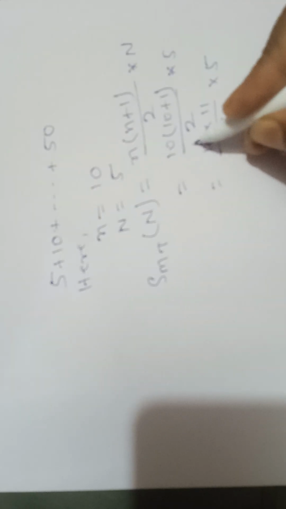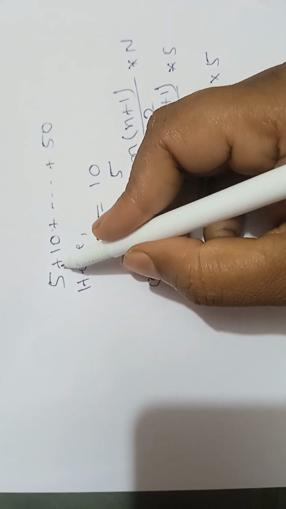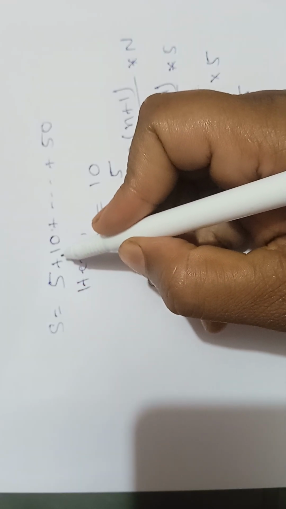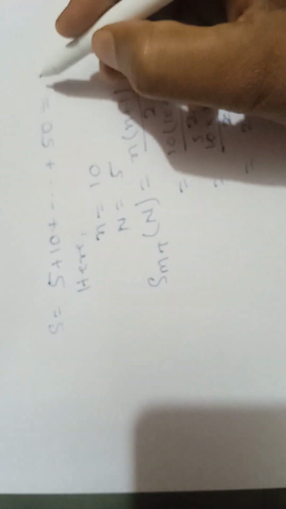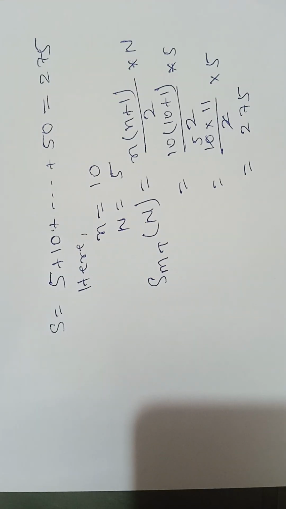2 fives are 10, 11 fives are 55, and 55 fives are 275. After adding these values, finding the summation of the table of 5, we get the value 275. So this is the formulation for finding the sum of any multiplication table.